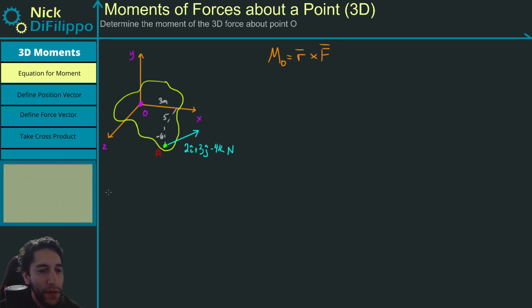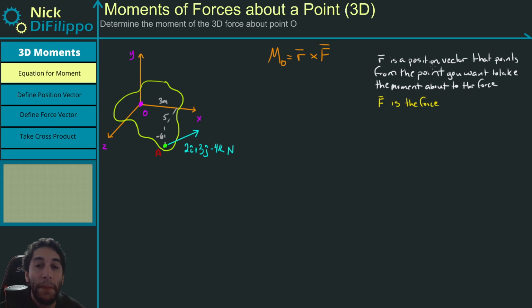And now let's define these two terms. So r is going to be a position vector that points from the point you want to take the moment about to the force. And it's important to remember which way it points. So it points from the point to the force. And F right here is going to be the force.